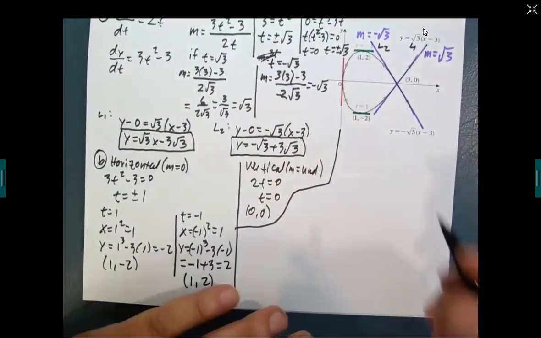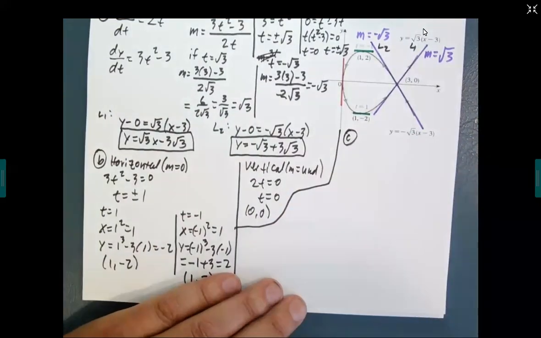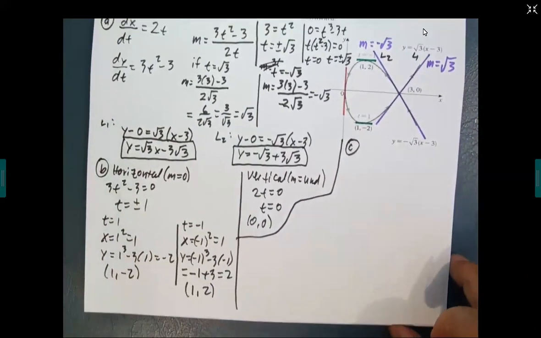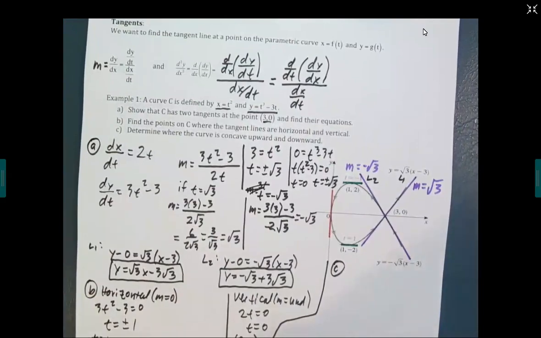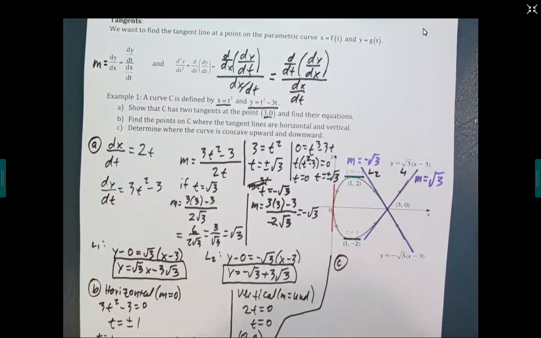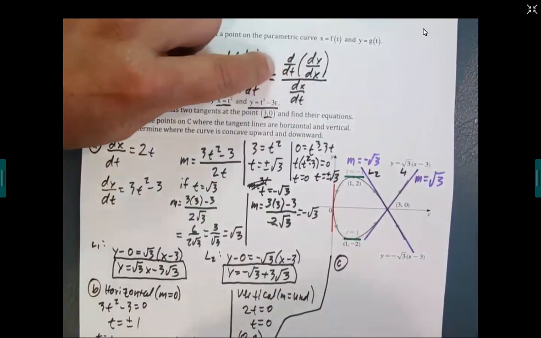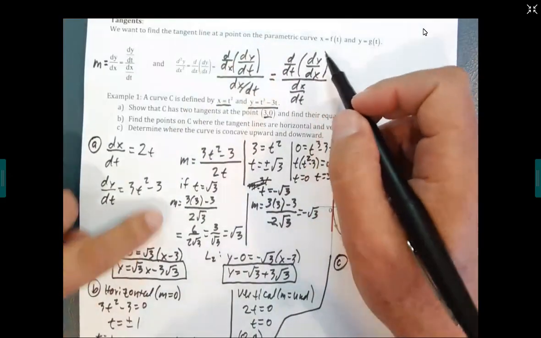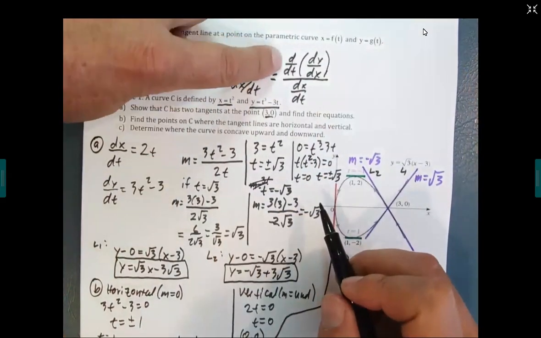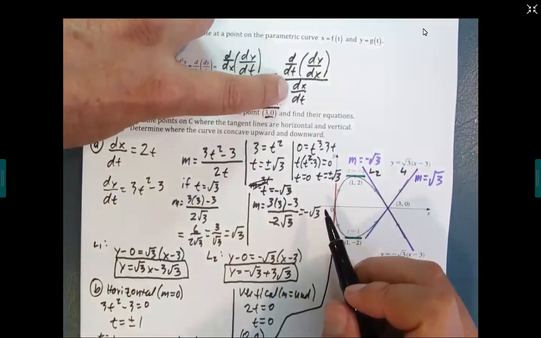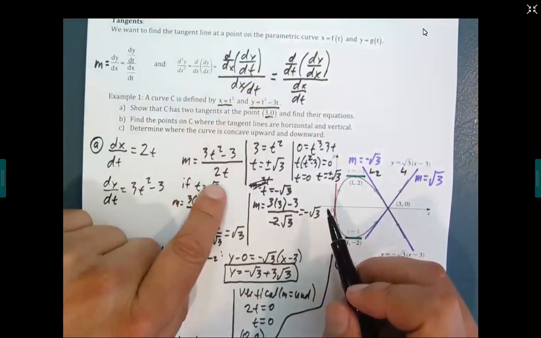And see if we can squeeze C into here. C is asking for determine where the curve is concave upward and concave downward. For that, I'm going to need the second derivative. So I'm going to use this here. The numerator is going to be my derivative function, this one here. And I'm going to take the derivative of it with respect to t. And then the denominator will still be 2t.